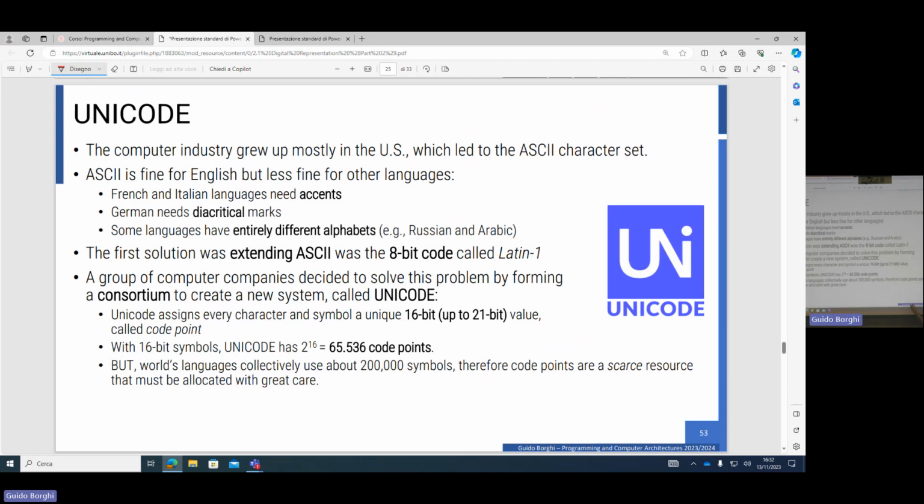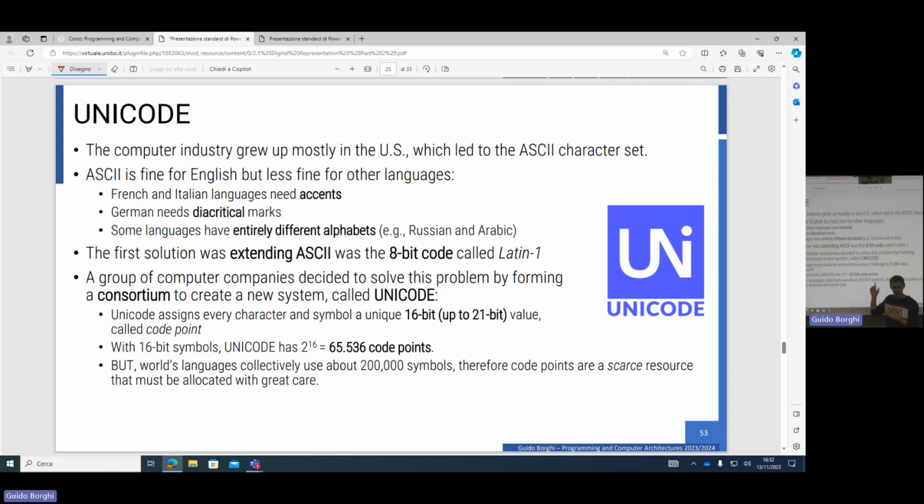The problem is that ASCII is okay for English, okay? For example, American English, British English, and so on. But for example, we have many problems with French. These are only 3 examples, but you can have more problems. For example, we have problems with French and Italian languages.